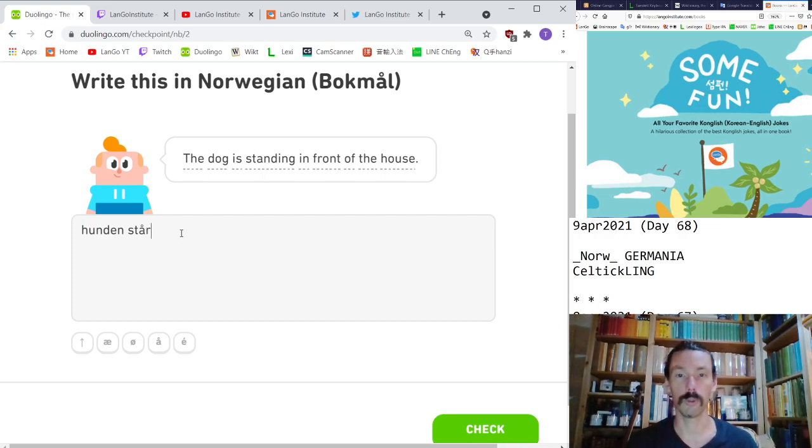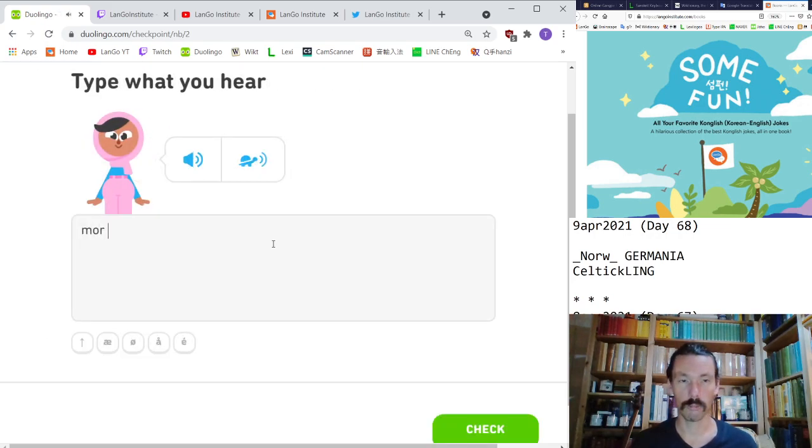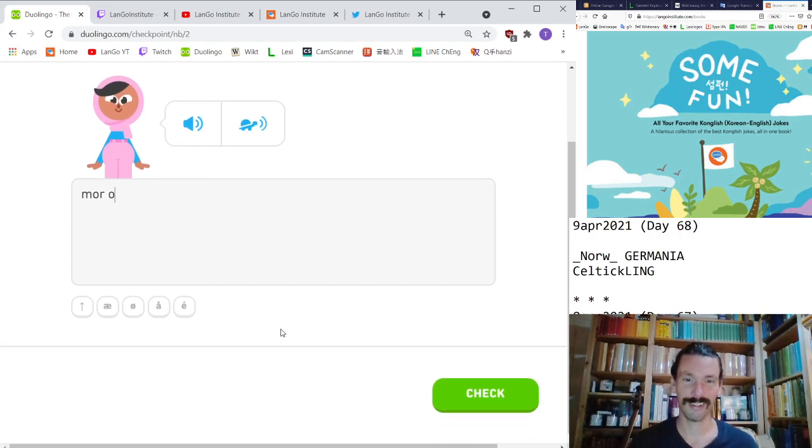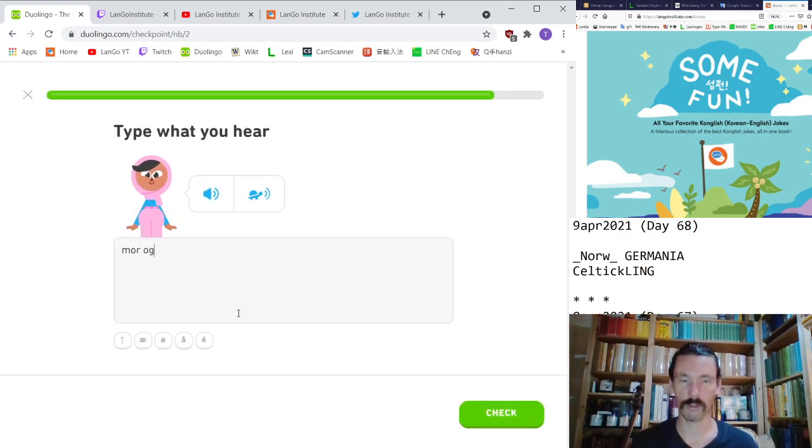In front of, foran. Huset, the house. Foran huset. So foran for in front of, same root as our English word, and hus is the same noun originally, back when these were all united as one speech community. Mor og far. Mother and father. Forget if it's G or CH. Mor og far.